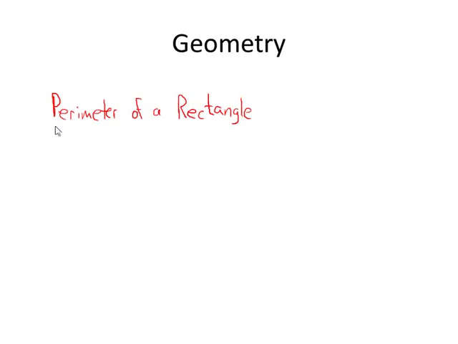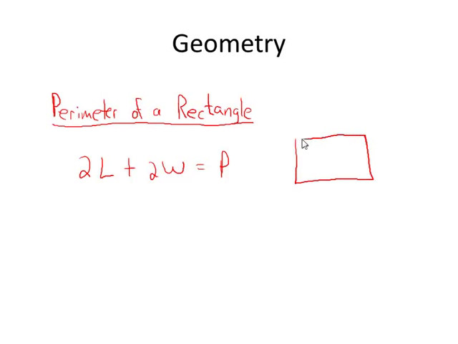For the perimeter of a rectangle, we need to know that the formula is 2 times the length plus 2 times the width is equal to the perimeter. If we draw a rectangle, the length is the longer side, the width is the shorter side, and the perimeter is the distance around the outside. So as we add our way around, we have 2 of the lengths and 2 of the widths.